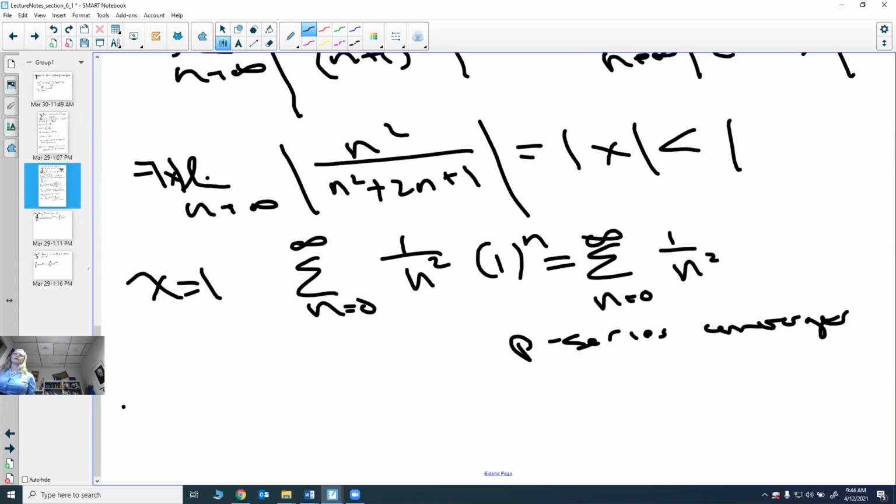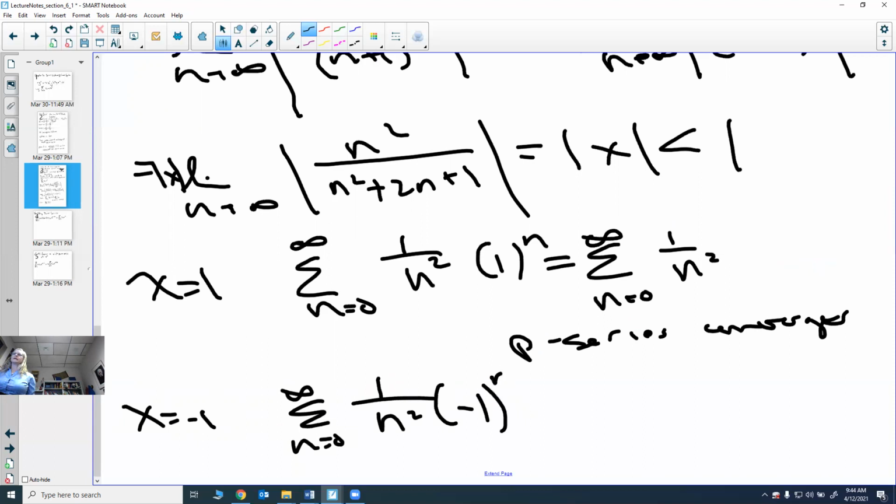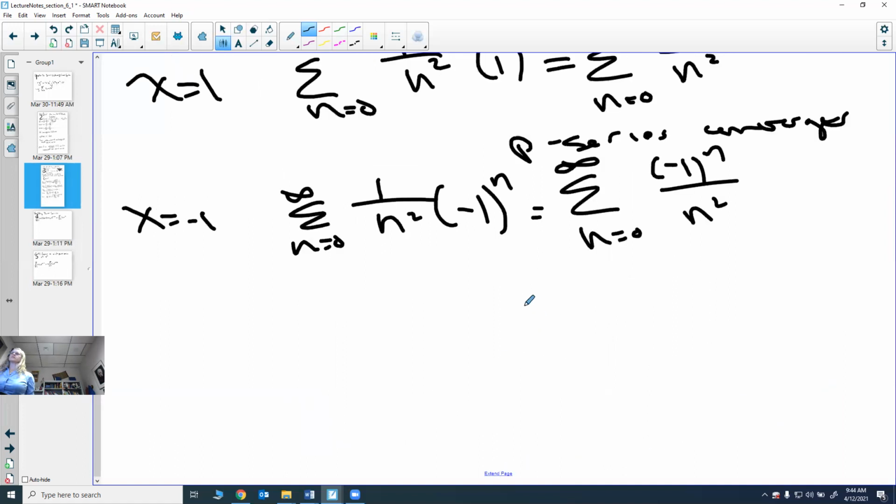We're going to look at x equals -1, the other end of my endpoint. The summation n equals 0 to infinity of 1 over n squared times -1 to the n. And so that's equal to the summation n equals 0 to infinity of -1 to the n over n squared. Well, that converges absolutely because it's an alternating series. This converges absolutely.